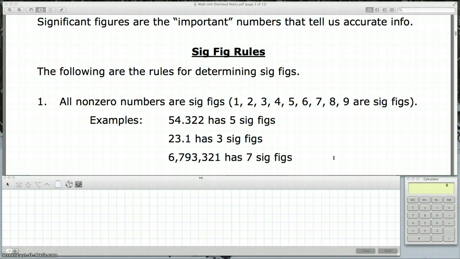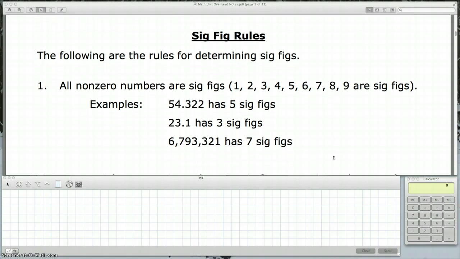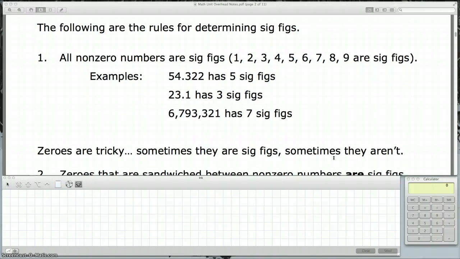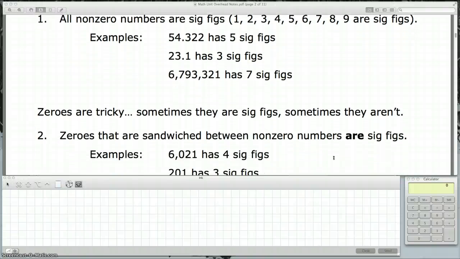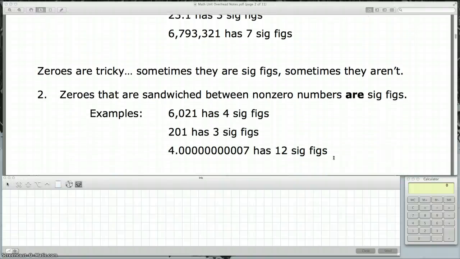They're non-zero numbers. Now it's the zeros that get tricky. Sometimes they're sig figs, sometimes they aren't. And the remainder of the rules here, rules number 2, 3, and 4, will help us figure out if a zero is a sig fig or not. Rule 2 says zeros that are sandwiched between non-zero numbers are sig figs. So here we have a 0, it's sandwiched between a 6 and a 2. Those are both non-zero numbers, so that is a sig fig.